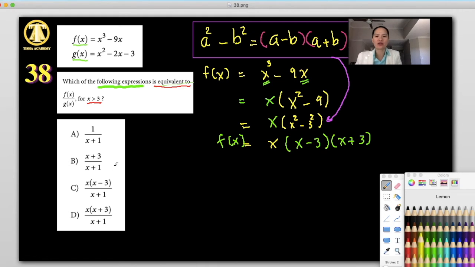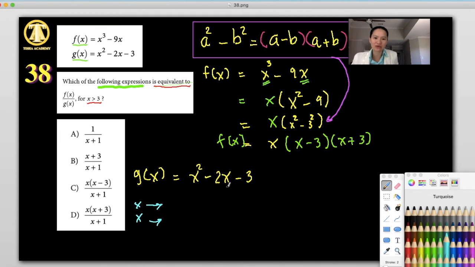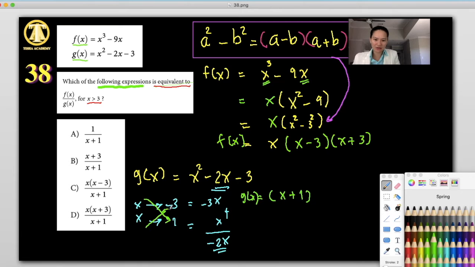Now we're going to work on g(x) super quick. g(x) equals x squared minus 2x minus 3. Do factorization. What are two numbers that when you multiply equal negative 3? How about negative 3 and 1, negative 3x and x. And when you add them together, it equals negative 2x. Of course, this one is correct, so I'm going to match them this way. So my g(x) equals (x plus 1) and another one is (x minus 3).